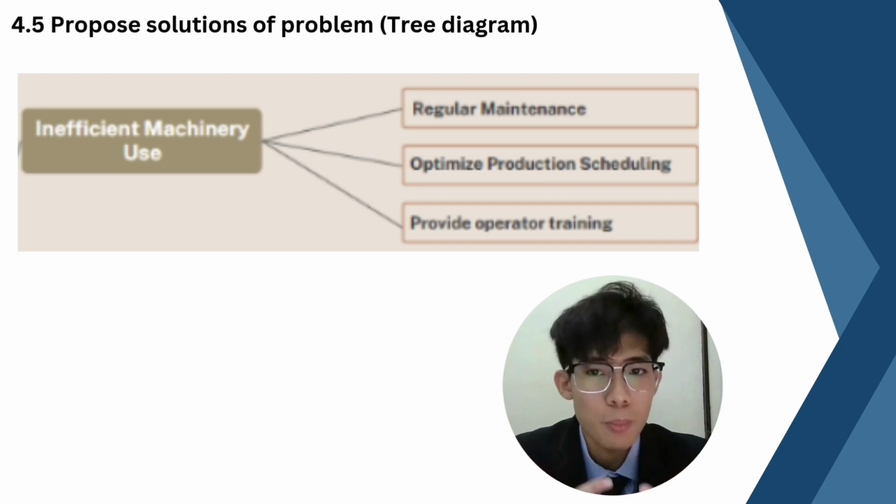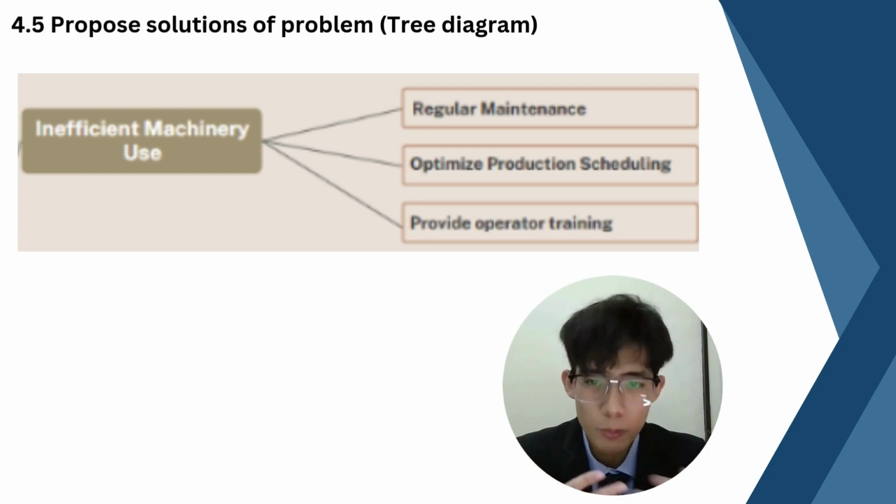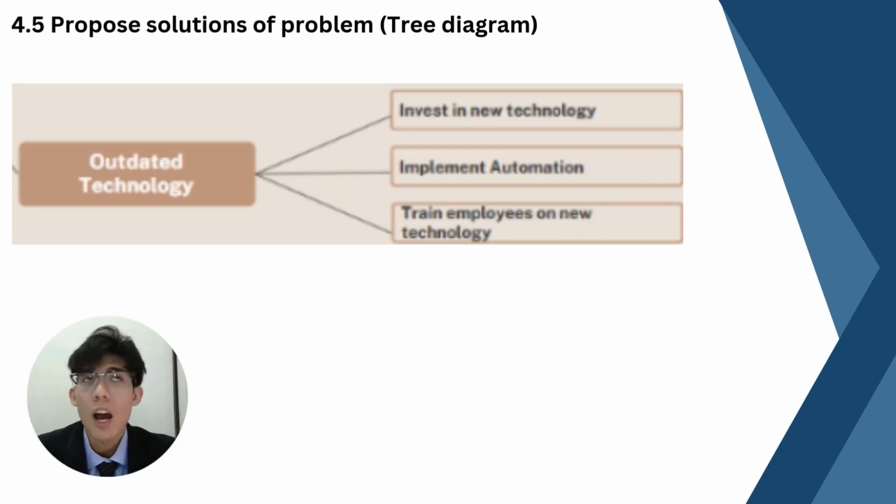Thirdly, we suggest providing operator training on proper machine setup and maintenance tasks. For example, we can set up workshops on setting up injection molding machines to ensure better product consistency. Next, as for the outdated technology problem, reliance on outdated technology hampers efficiency and quality. Our strategies include investing in new technology, where we allocate a budget for modern machinery and equipment.